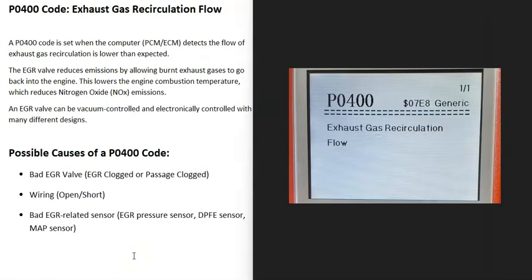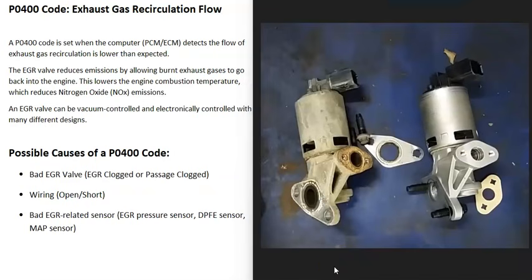So today I'm talking about a P0400 code, what it is and how you go about fixing it. And so what is a P0400 code? Well, it's an exhaust gas recirculation flow. And what does this mean? Well, basically, there's what's called an EGR valve that takes exhaust gases and feeds them back up into the engine, which lowers the combustion temperature and helps to reduce nitrogen oxide, which is an emission. And so basically, this is for emissions.